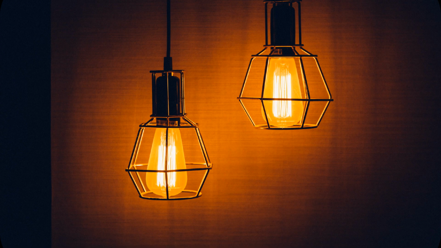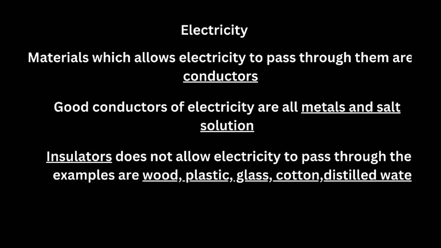Electricity. Some materials allow electricity to pass through them and are called conductors. Examples of conductors are all metals and salt solution. Some materials do not allow electricity to pass through them and are called insulators. Examples of insulators are wood, plastic, glass, cotton, oil, and distilled water. Distilled water is an insulator, but salt solution is a conductor.